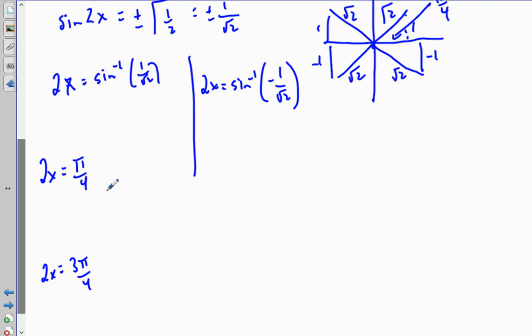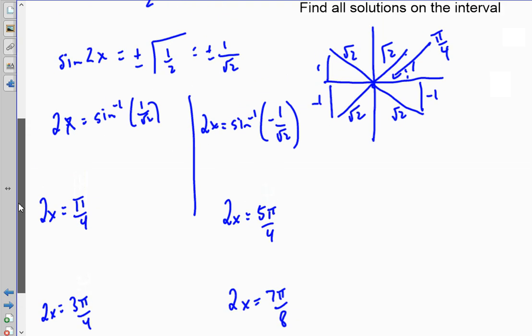Because that's when it's going to be positive. We also have 2x equaling 5 pi over 4, and another one equaling 7 pi over 4. There we go, and that's what we got.